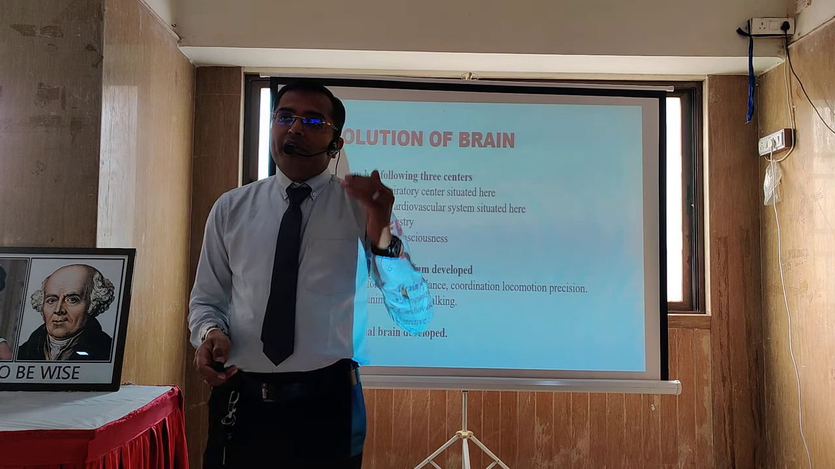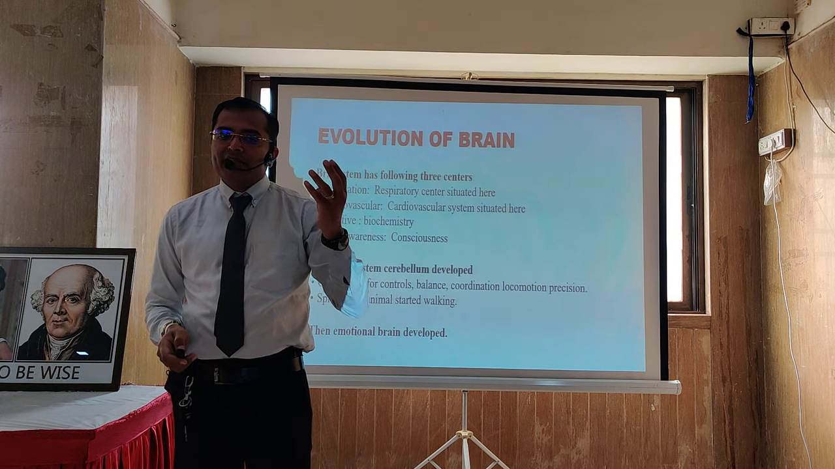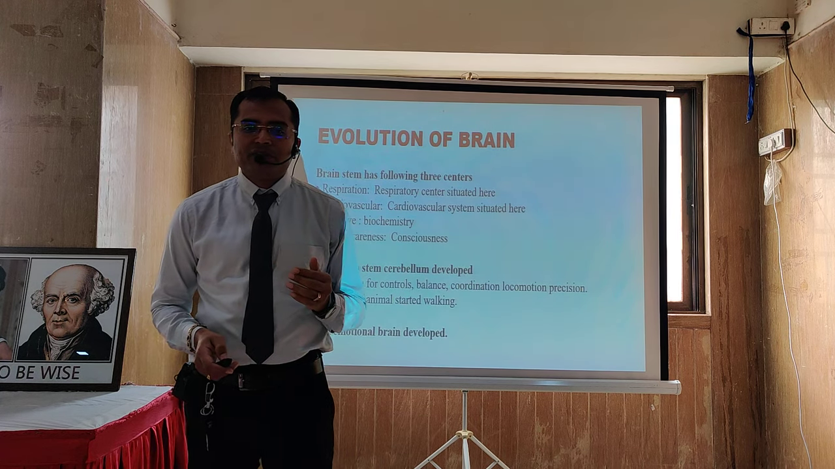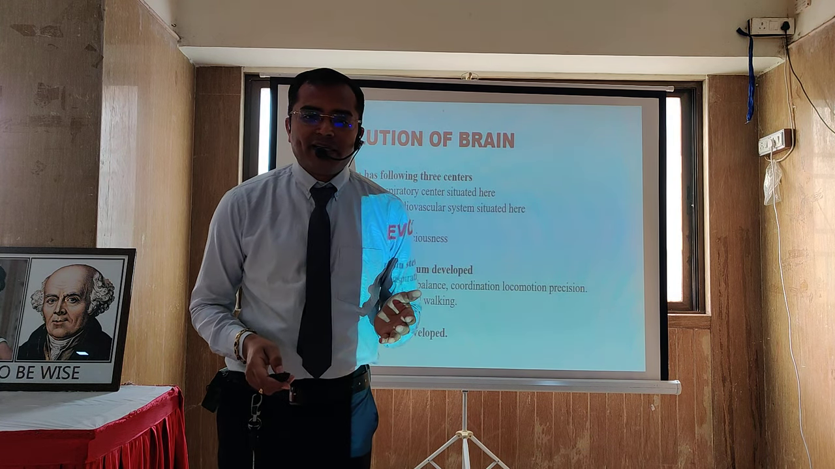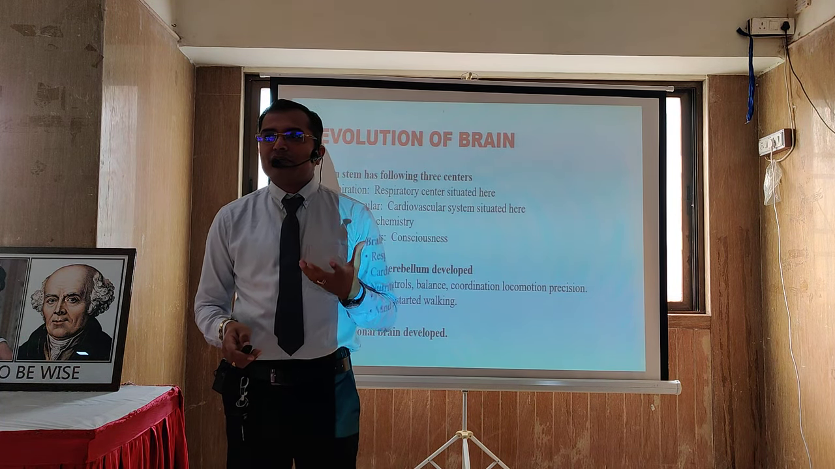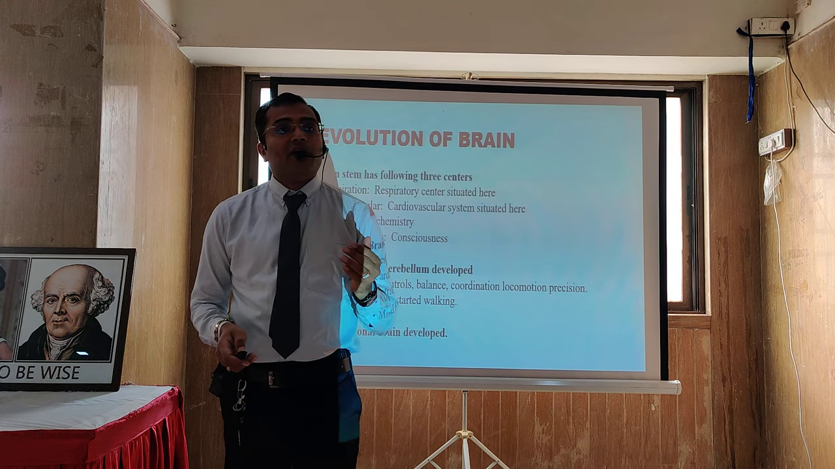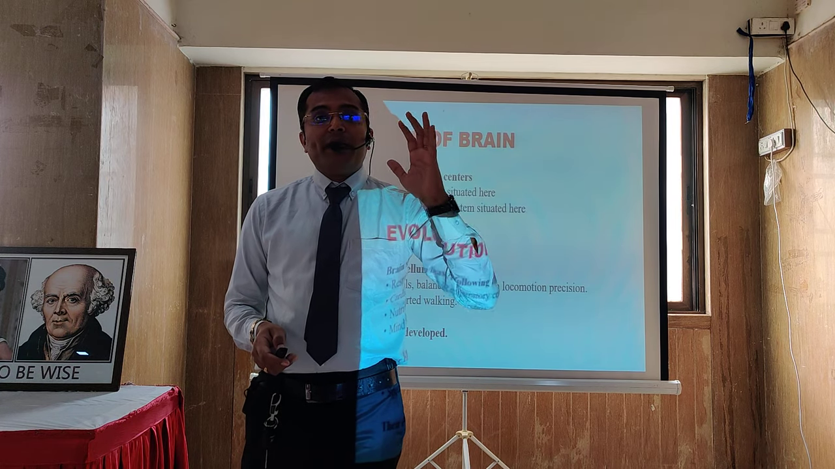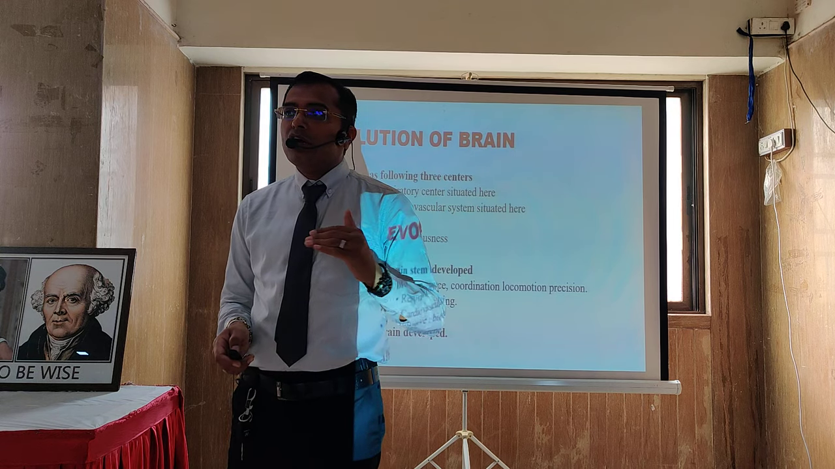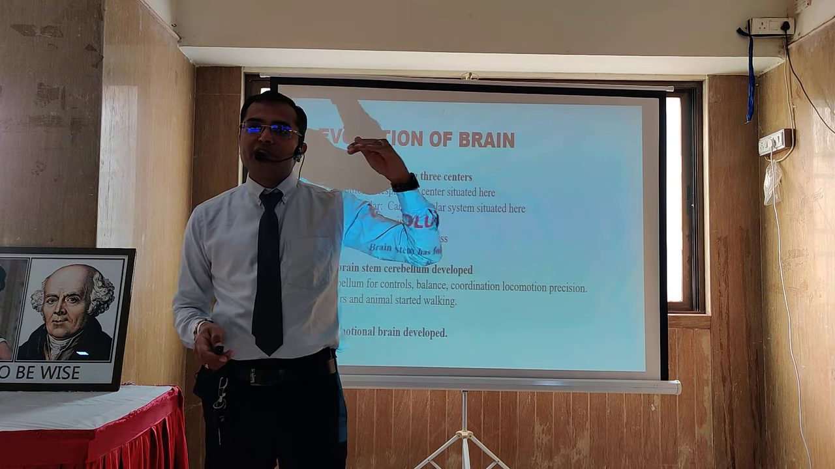So we need to understand that first the brainstem evolved. Second, the cerebellum evolved. And third, the emotional brain developed. So in the first evolution of the brain stem, there is a respiratory center. So the respiratory center started. Then the cardiovascular system started. Then the nutritive biochemistry started. And the awareness. In the old brain, awareness is there. But awareness is only for survival, not for intellectual development. Are you getting me? So this is the oldest brain.